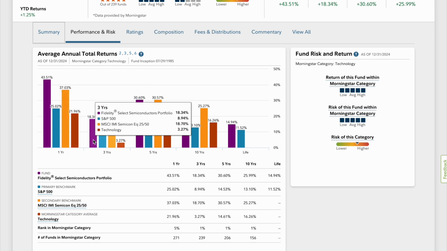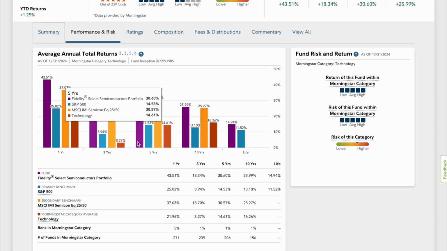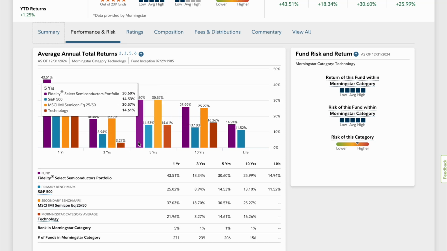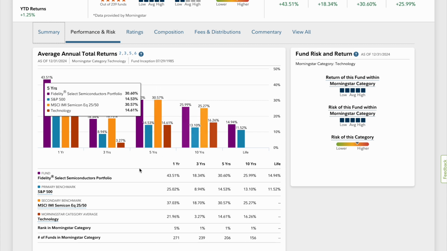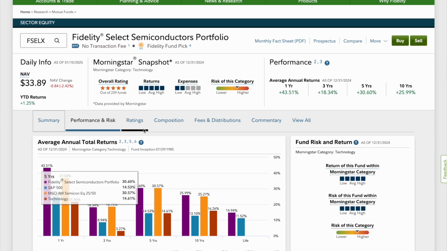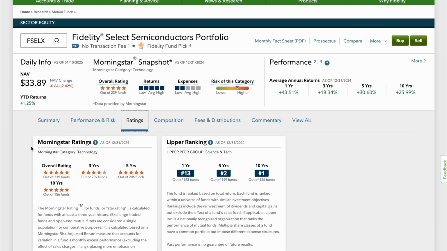Now let's look at the further years just to get a good idea. FSELX made 18% compared to S&P 500's 8.94% over the last 3-year period. And in the 5-year period, FSELX made 30% average year after year compared to S&P's 14.53%. Looking at the 10-year, FSELX still blows S&P 500 out of the water at 26% compared to 13%. So clearly, this is a dominant index fund. This is clearly something you want to hold for the long term.